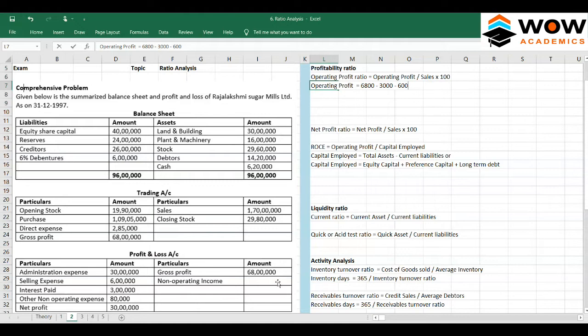There is another non-operating income, but I think that box is blank. And interest, other non-operating expense, again see here as a non-operating expense. Interest is also a non-operating expense, so those will not come here. So we'll just have to find out this.